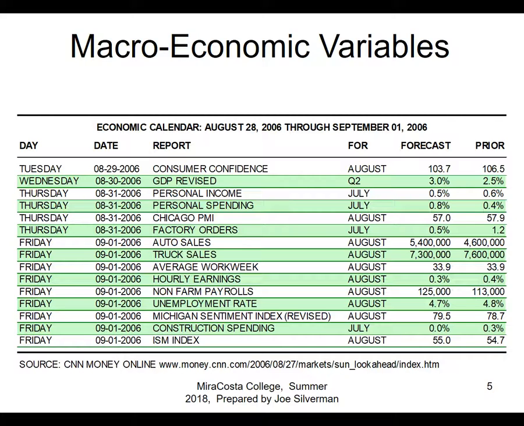And so you'll see other things like Chicago PMI. PMI is Purchasing Managers Index, or factory orders. Are they going to be up or flat, or what's the deal with that? Auto and truck sales, the car companies track that on a daily basis, so the only thing they need to wrap up the month is the last days of the month's worth of sales. Average work week, how many hours on average has an American worker been working? 33.9, a little under full time. Hourly earnings, are they going up, or staying the same, or going down?